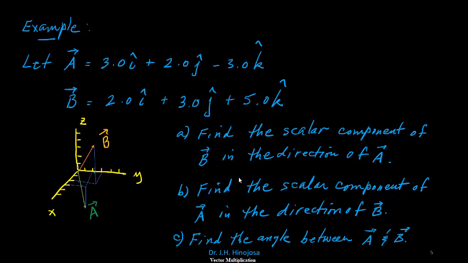So to do the first part, the scalar component of B in the direction of A, this is already telling us the direction of A, so we pick the unit vector in the direction of A with the vector B. So the scalar component of B in the direction of A, let's do that first. So what we have then is the vector B in the direction of A. Remember that this is B dot A divided by the magnitude of A.